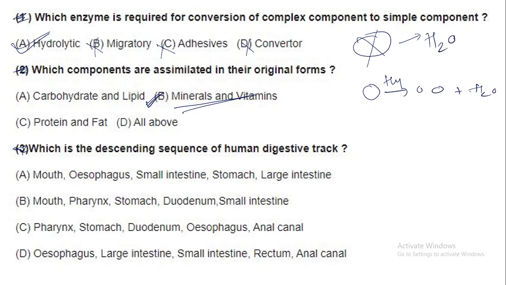Next question, which is the descending sequence of the human digestive tract? Ascending and descending. Okay, so recollect which is the descending one. So is it mouth, esophagus, small intestine, stomach, large intestine? No, because we have stomach before the small intestine. It's a very simple question actually. Mouth, pharynx, stomach, duodenum, small intestine. Pharynx, stomach, duodenum, esophagus, anal canal. Esophagus, large intestine. No. So the right option here is mouth, followed by the pharynx, stomach, duodenum, and then the rest of the small intestine.